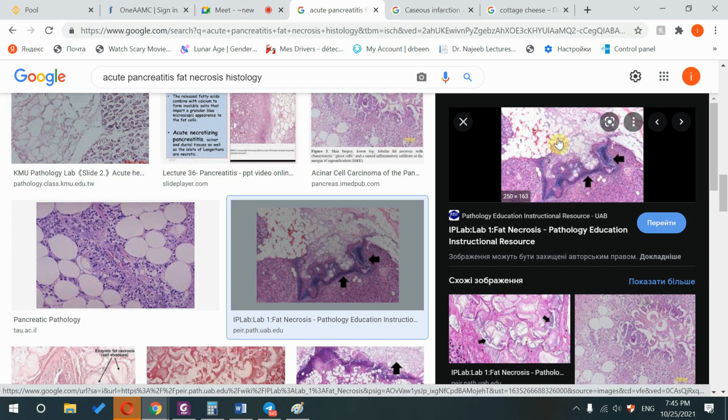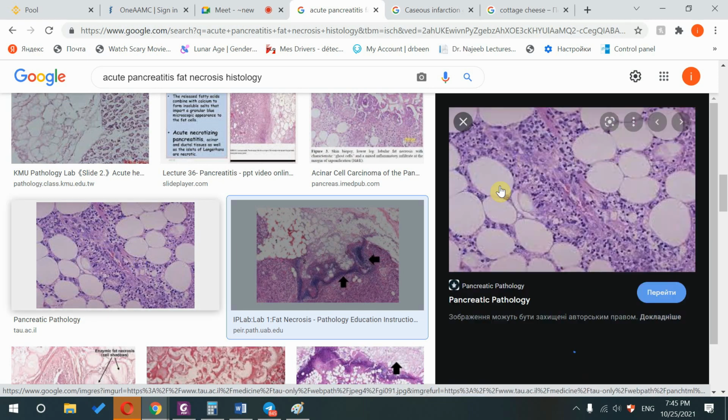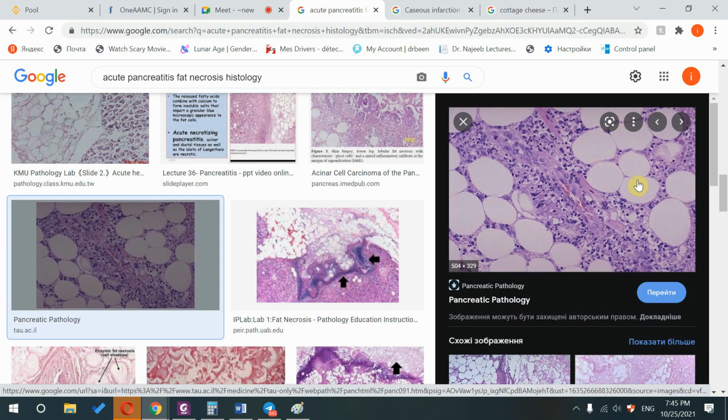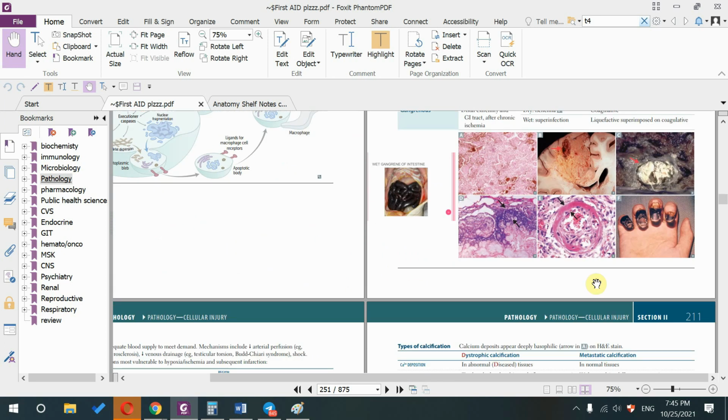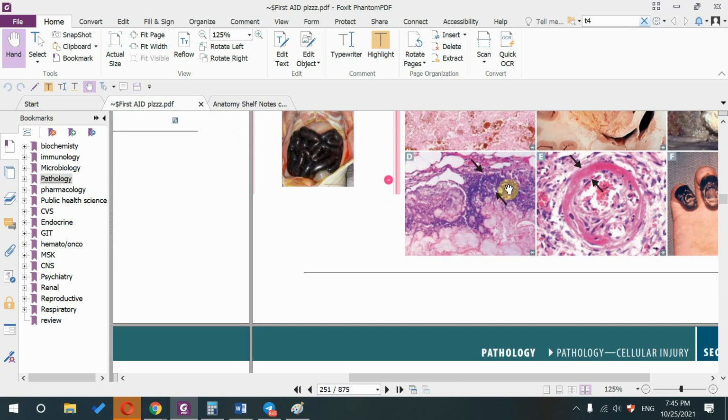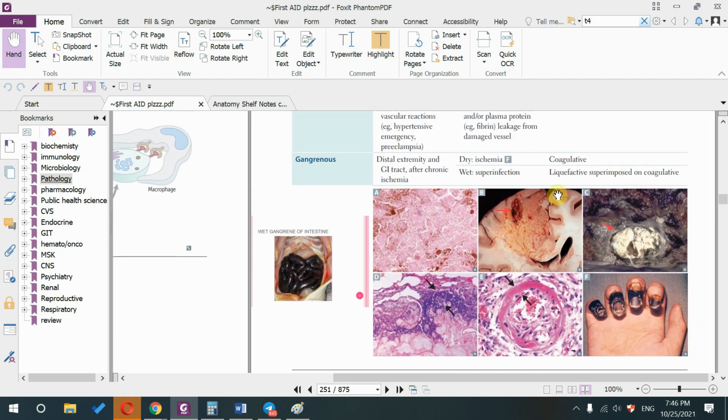By the way, guys, these fat cells are not actually fat. You know what these are? Yes, it's fat, but in reality it's empty. Why? Because when you do the histological section, you put alcohol. And when you put alcohol on fat, the fat just dissolves. So they are just empty spaces, which represent the area where the fat used to be. Okay, good. So let's go back here. They say it appears dark blue on H&E stain. Let's take a look at it. Okay, you can see the bluish color of it. But remember, the structure is preserved.